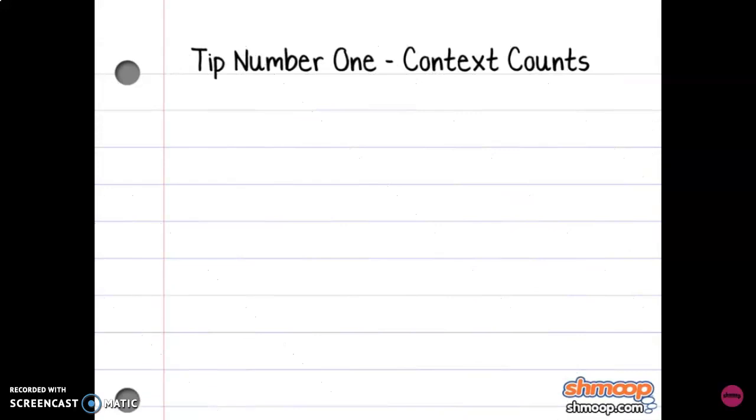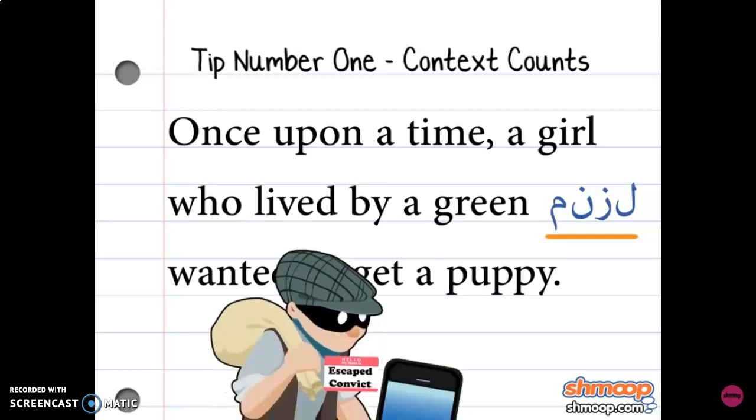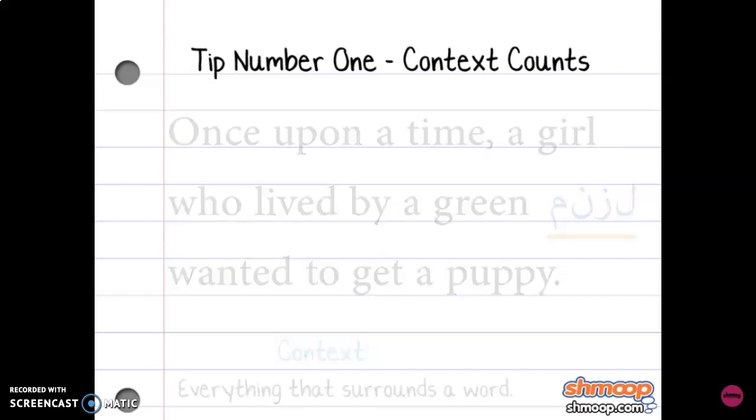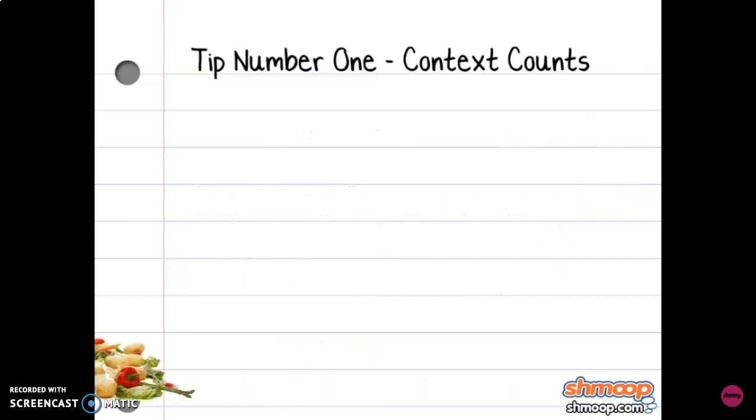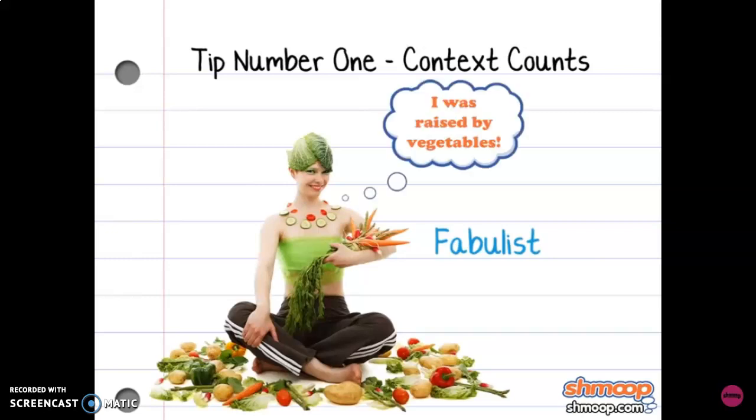Tip number 1, context counts. When you encounter a word that makes you feel like you're reading something in Arabic, there's a good chance you can make an educated guess about the word's meaning based on its context. The context is basically everything that surrounds the word, the sentence and paragraph that contain it. You may not know what a fabulist is, but if the person being described that way is known for telling tall tales, you might be able to get the general sense of the word.